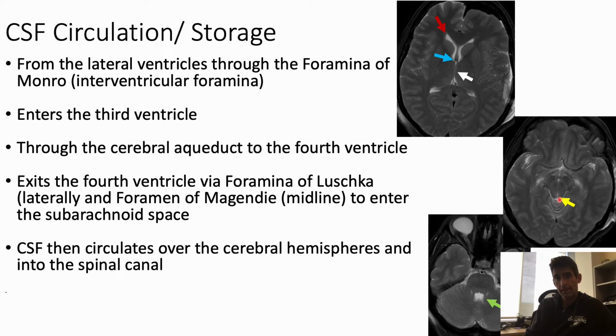It's this tiny dot in the brainstem. It's a little tube that then connects the third ventricle to the fourth ventricle, which is denoted here by the green arrow. Once it gets to the fourth ventricle, it has to exit the brain. And there it goes through the foramen of Magendie in the midline, or one of the two foramina of Luschka off to the side, one on the left, one on the right. It enters the subarachnoid space and then circulates up over the brain or down into the spinal canal.